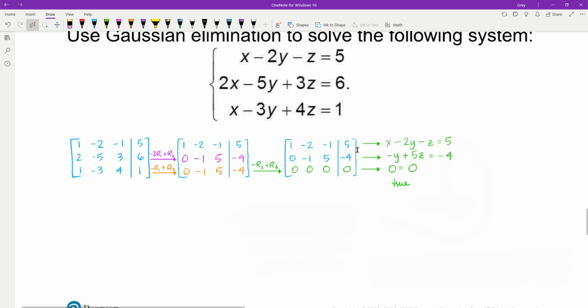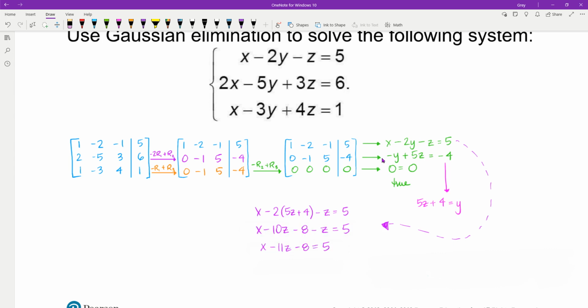So we're now going to write x and y in terms of z. So I'm going to go to this second one, and I'm going to solve it for y. So when I do that, I'm just going to switch the y and the -4. Negative y and the -4, and that's going to be 5z plus 4 equals y. Okay, and then I'm going to take this equation, and I'm going to plug in for y. So I had x minus 2y minus z equals 5, but instead of y, I'm going to write 5z plus 4. And then I'm going to distribute that negative, and then I'm going to combine my like terms.